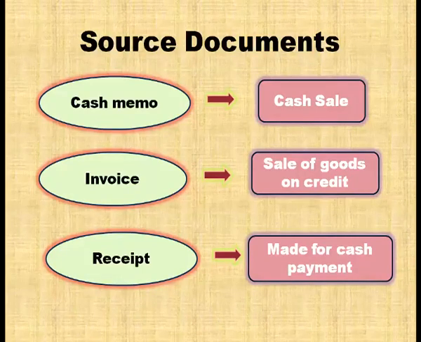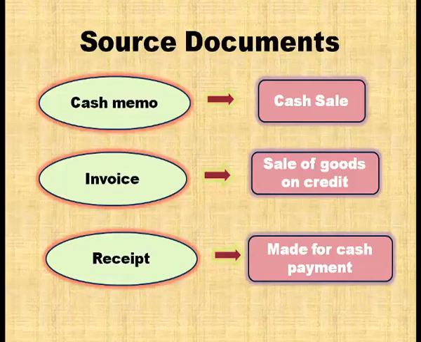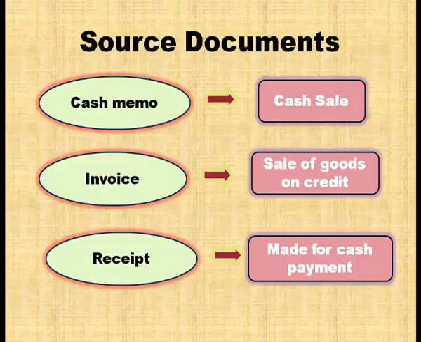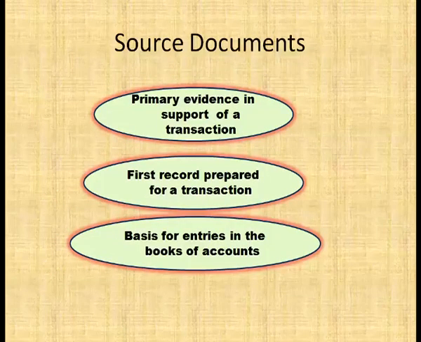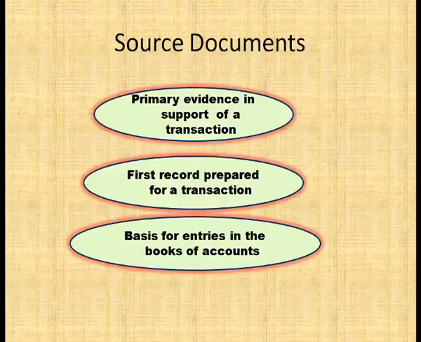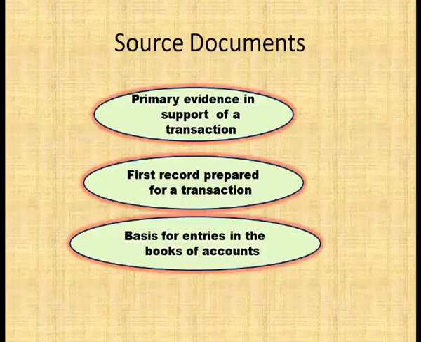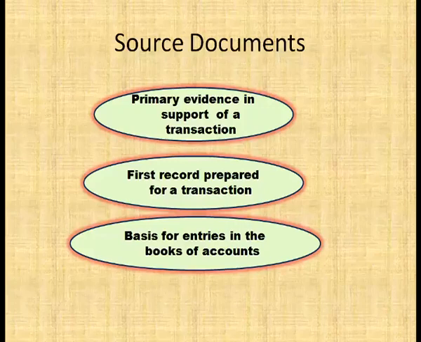Cash memo is received when there is a cash sales. When there is a sale of goods on credit, invoice will be there as a source document. When cash payment is made, receipt will be there as a source document. Source document is the primary evidence in support of a transaction. And source document is the first record prepared for a transaction. Basis for entries in the books of account is also source document.